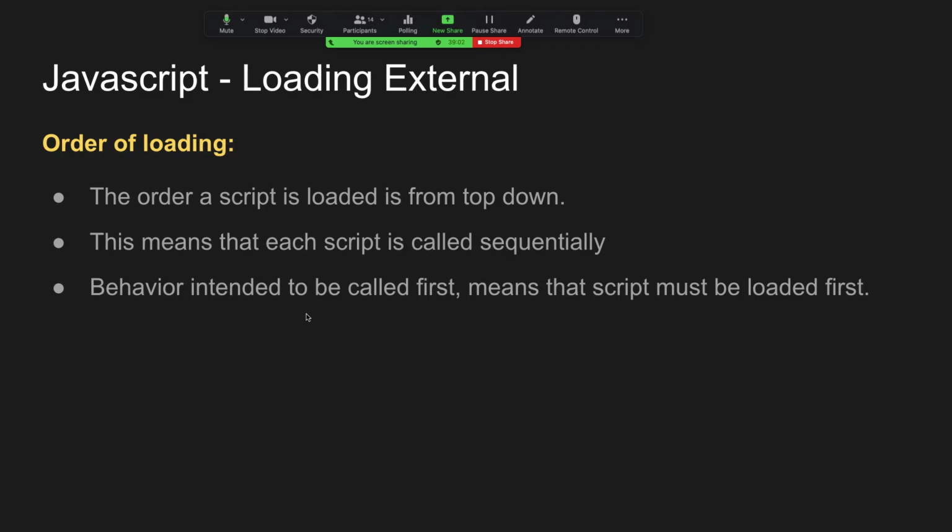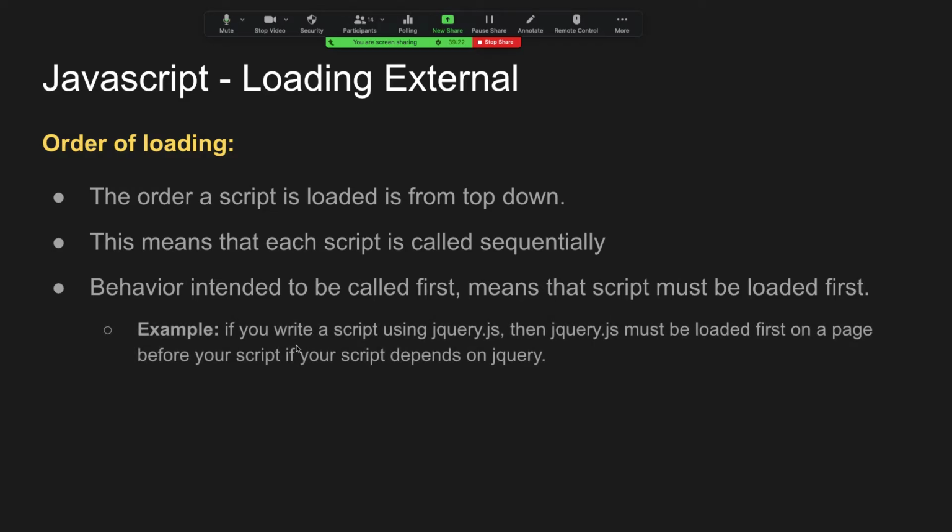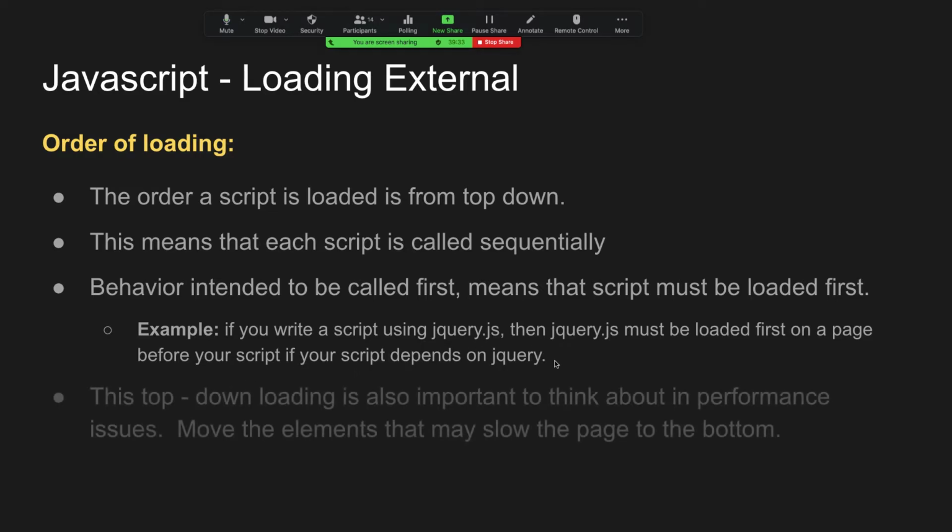So you want to make sure that the behavior intended to be called first means that the script must be loaded first. Behavior that you want called first means that that script needs to be loaded first. So if the behavior you want loaded first is jQuery, then that jQuery script has to be loaded first. So if you write a script using jQuery.js, then jQuery.js must be loaded first on that page before your script, which depends on jQuery, right? This is the top-down process.